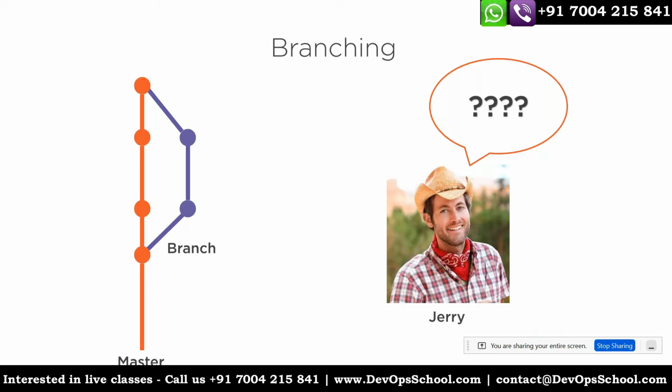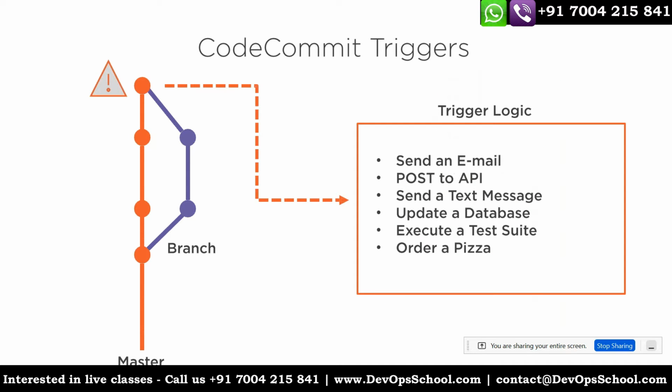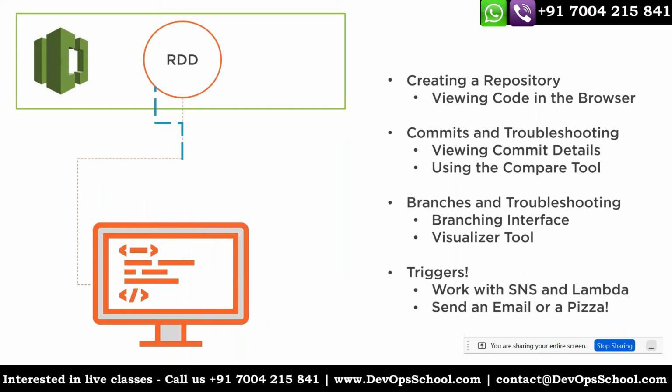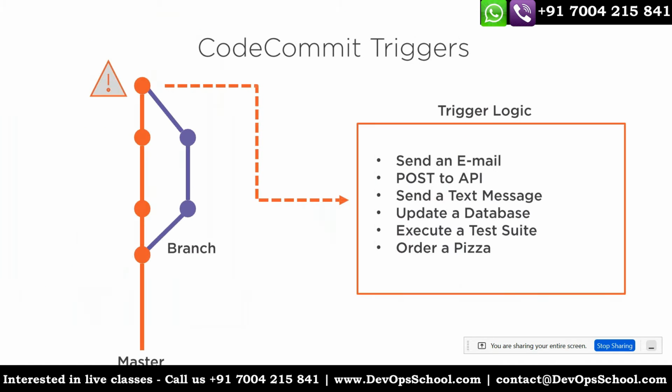But before that, let's complete the discussion. Basically in CodeCommit, you can do branching also. You can trigger, push, and pull, all these activities. You can also use CodeCommit triggers. You can integrate with SNS and Lambda also, the notification service and serverless, and many things you can do there. So like creating a repository, viewing code in a browser, commits and troubleshooting, viewing CodeCommit details, using the compare tool, branches and troubleshooting, and triggers and stuff like that. So many options are there in this.